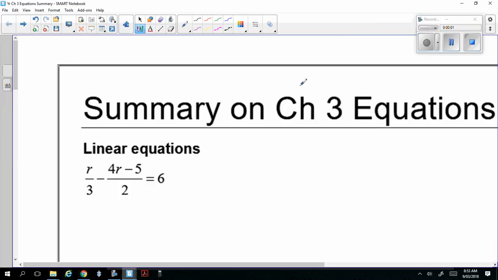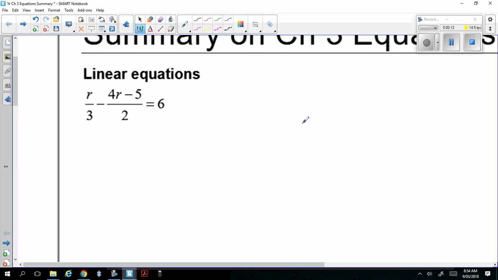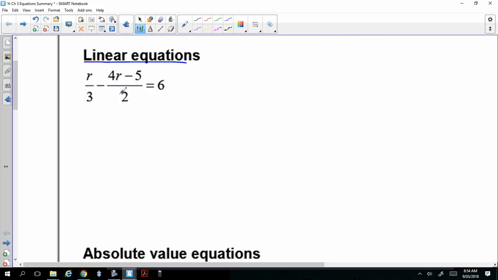A revision on equations. We're going to go through all the different types of equations. All the things you've learned in this course will now be revised here. We'll start with linear equations. Linear equations are more common in the exam with fractions.